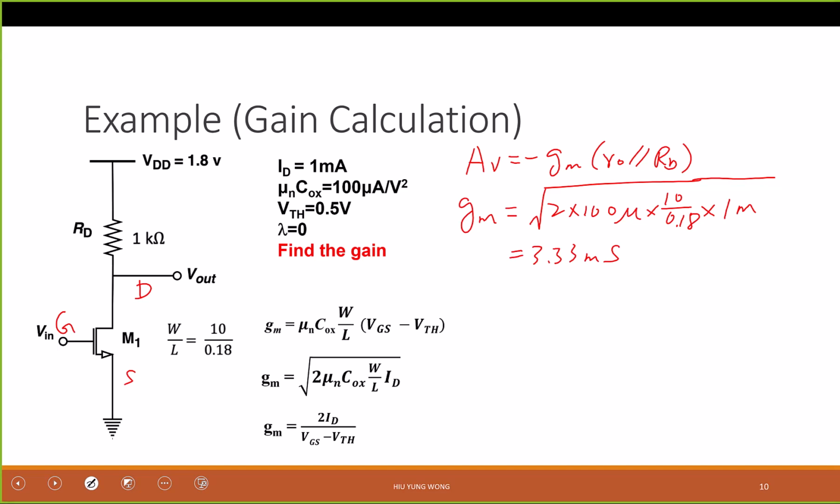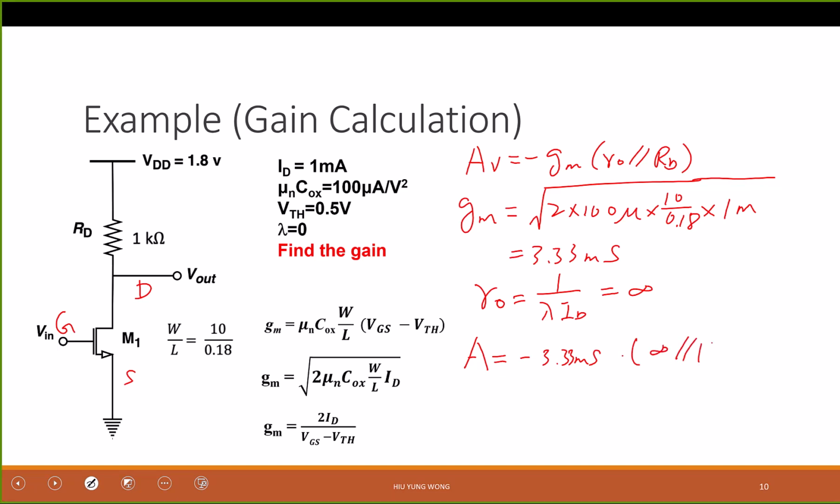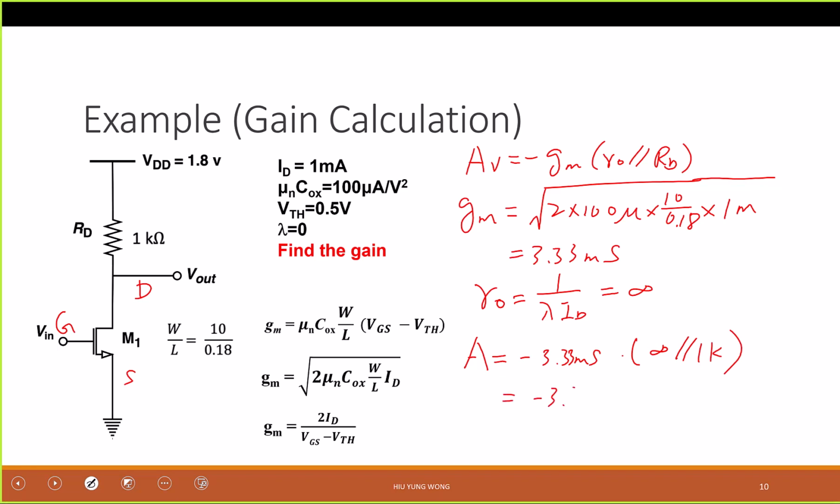Okay. So what else do I need? I need RO and RD, right? What is RO, based on the information given here? Infinite, because lambda equals 0, so no channel length modulation. But if you forgot, just recall this equation. Yeah, lambda equals 0, so infinite. Very good. So then I can ignore it, but I do have RD. So the gain equals negative 3.3 millisiemens times infinity parallel RD, which is 1 kilo ohm. Anything parallel with infinity is itself, right? So this is negative 3.3.